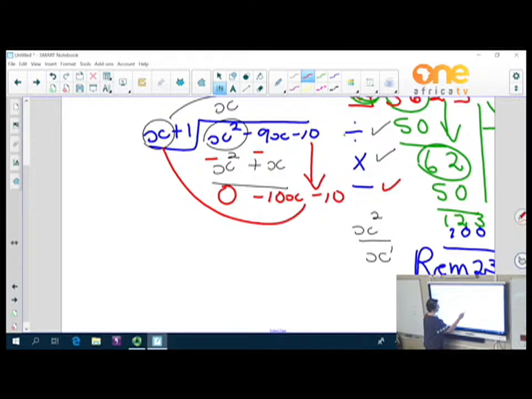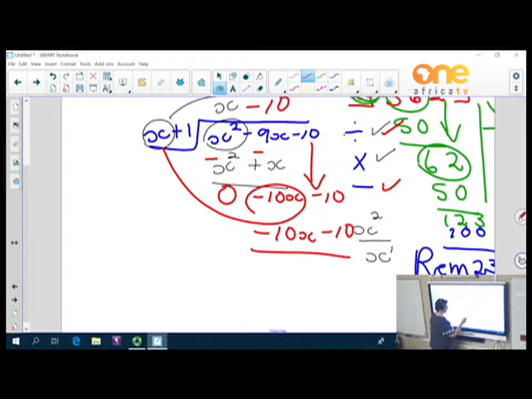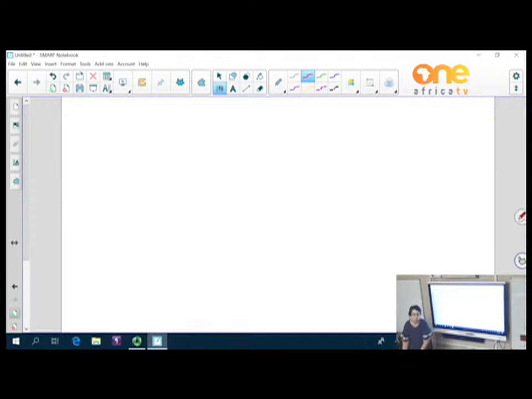How many times will x divide into negative 10x? It will be negative 10 times. Multiply, then you have negative 10x, multiply there, minus 10. And now the last step, to subtract, so we change the second signs and add, and this one eliminates, so there is no remainder. We call this one the quotient. So this is the long division that we're going to do.